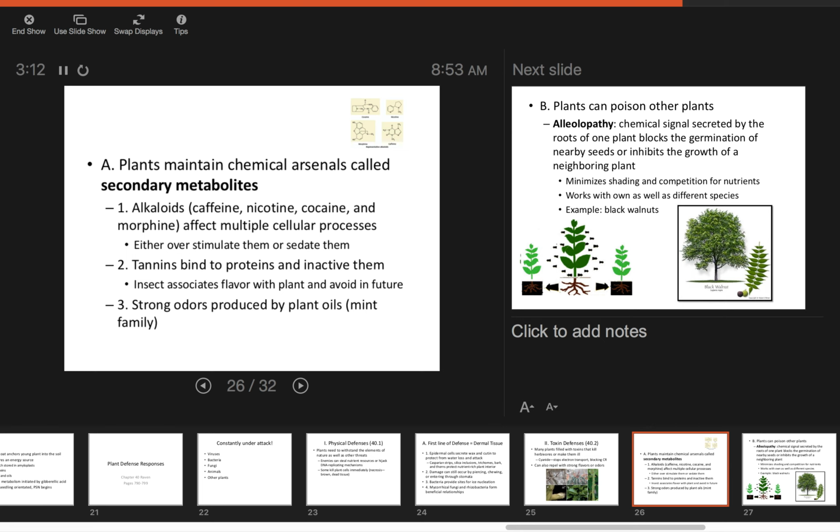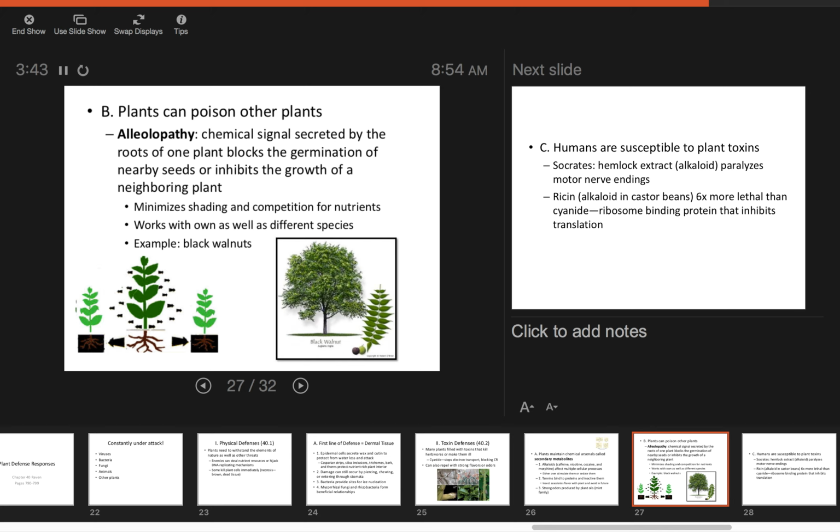Tannins bind the proteins and inactivate those proteins. So it makes them feel sick. They're very lethargic, and then all of a sudden they start to associate that flavor, because tannins don't taste that great. I mean, you find tannins in wine, and sometimes it gives flavor to wine, but I don't know. Anyways, so if they don't like the flavor or how it makes them feel, maybe they'll try to avoid those plants in the future. Strong odors produced by plant oils, so like the mint family, that's spearmint from walnuts.